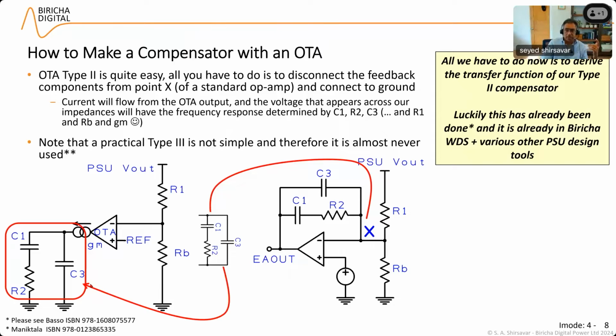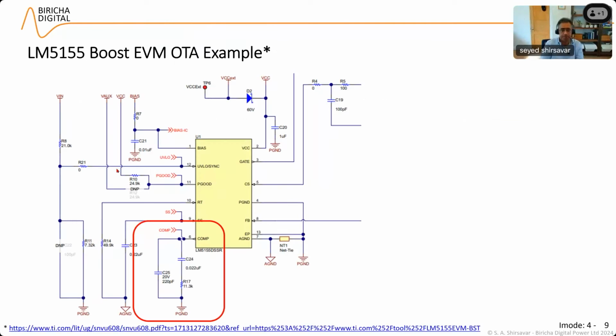So all we have to do is derive the transfer function of our type 2 compensator, and luckily this has already been done in Christoph Basso's book, and we have taken it and we've put it into WDS. So if you have got a copy of WDS, and everybody who is joining this webinar gets a 6 months free license for WDS, you just go and you select transconductance amplifier, and all the equations that I'm going to give you for completeness anyway are pushed into the software.